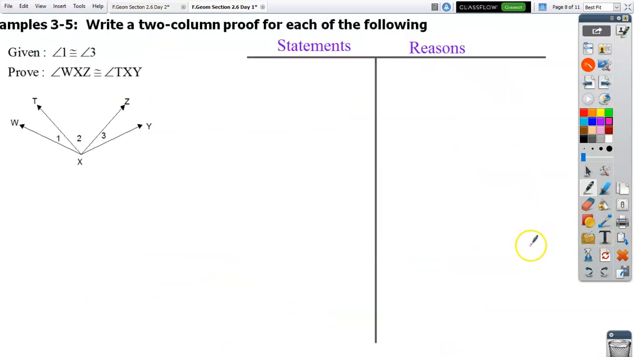Now we've got our first proof. So we're going to write a two-column proof for each of the following things. So angle 1 is this one, and it's congruent to angle 3. So that's our given. Let's write that in here. Angle 1 is congruent to angle 3, given.